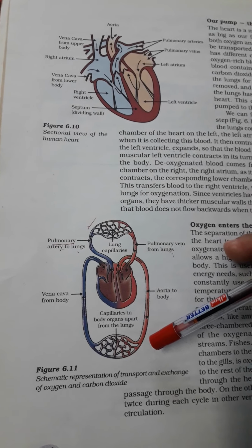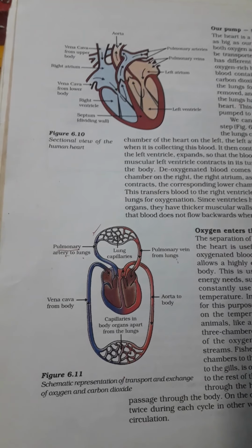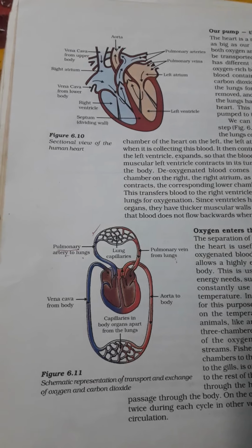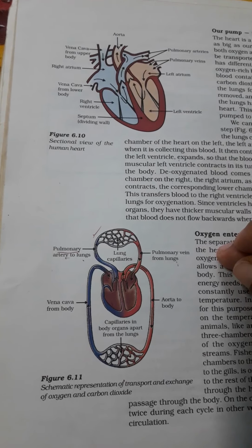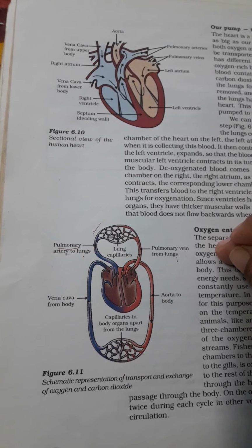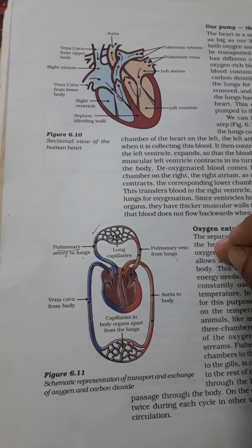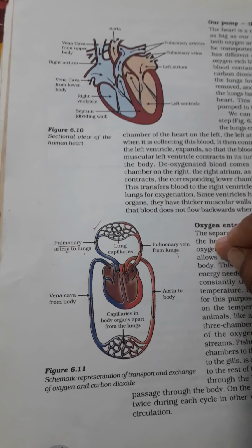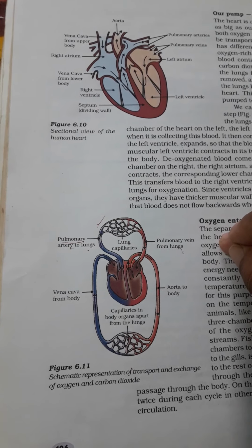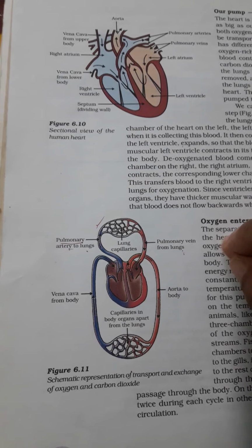body, that is 37 degrees Celsius, as well as we have to carry out various activities. For that we need a large amount of energy. To carry out these various activities, we need high efficiency of oxygen. Therefore double circulation is important for us.